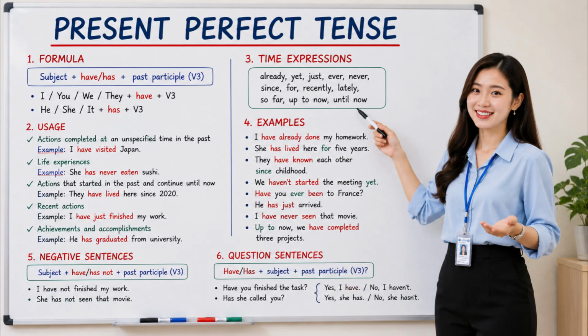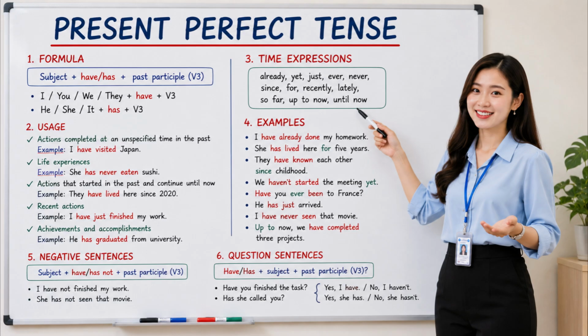Examples. I have lived in Cambodia for 10 years. She has worked here since 2020. We have known each other for a long time. They have studied English since they were children. He has owned this business for 5 years. Notice the use of for equals a period of time, since equals a starting point.